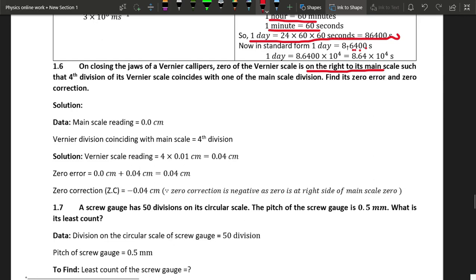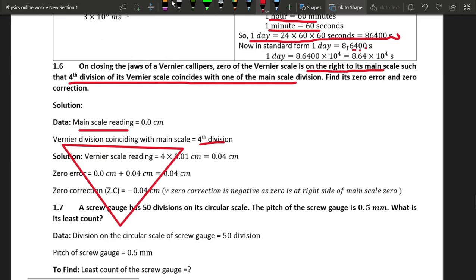So in this, the main scale reading is 0, and the vernier scale reading is the vernier division coinciding with the main scale. It's the fourth division. You see that the fourth division of the vernier scale coincided with one of the main scale divisions. So the vernier scale division coinciding with the main scale is the fourth division. As the main scale reading is 0, how can we find the vernier scale reading?